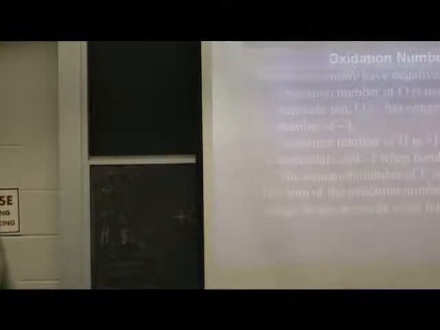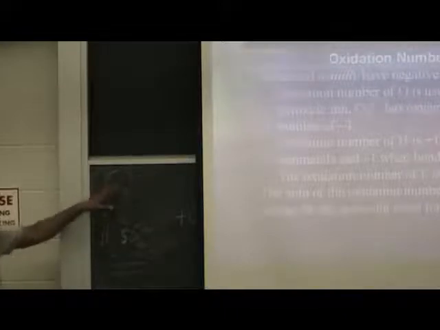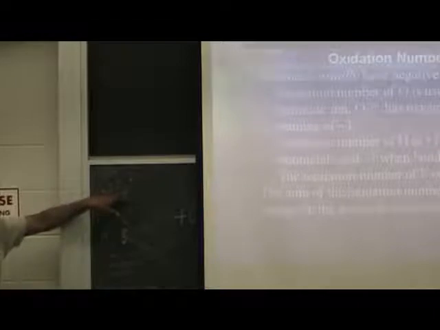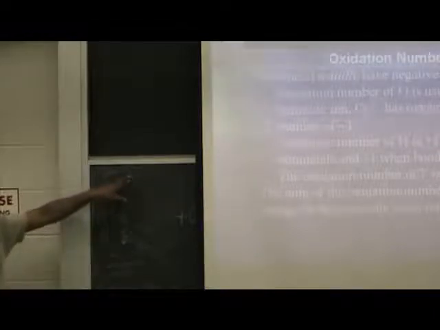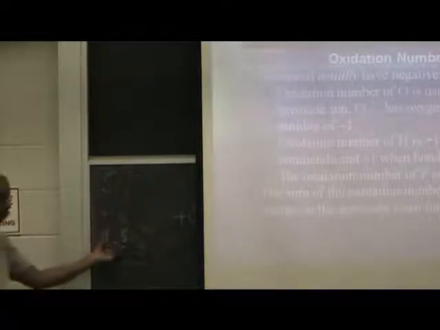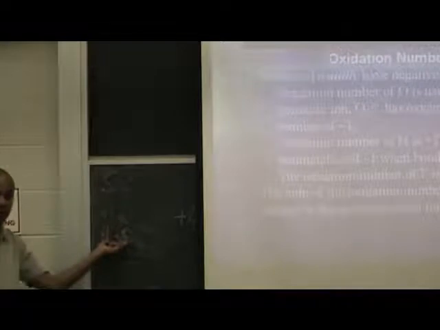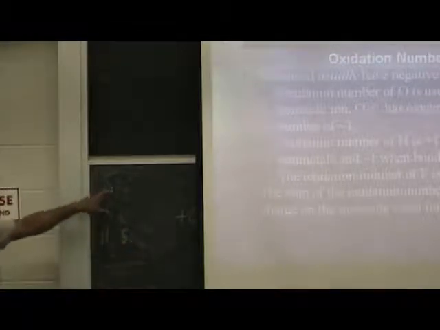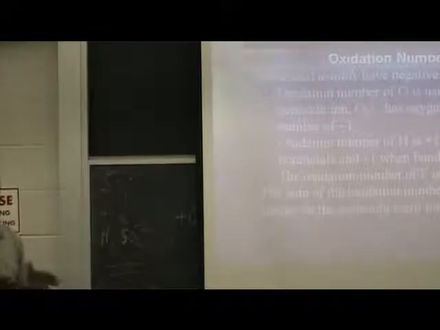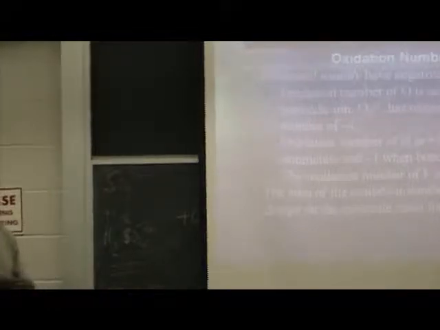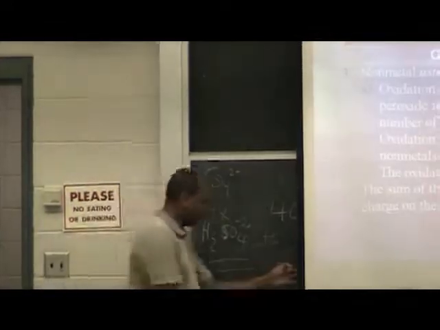What will be the oxidation number of sulfur in sulfate ion? In this regard, the sum of the oxidation numbers of all the atoms in the ion has to equal the charge of the ion, which is minus 2. It's going to be 0 if it was a neutral molecule. So the oxidation numbers of sulfur and oxygen added together give you minus 2.